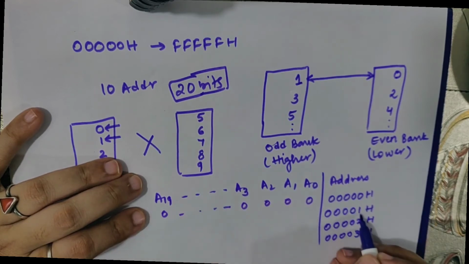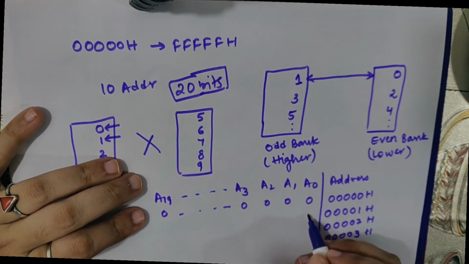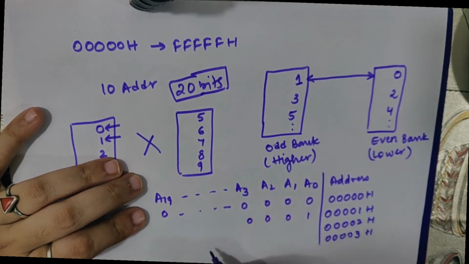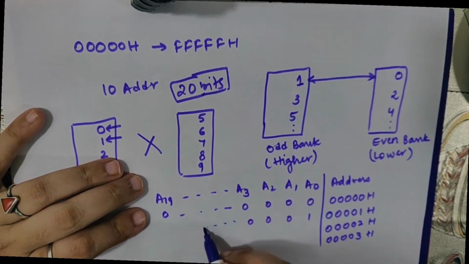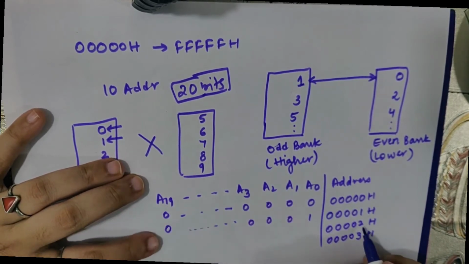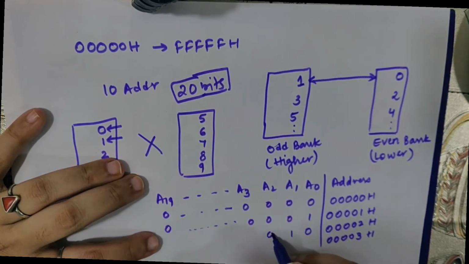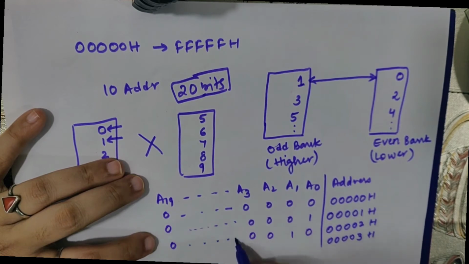If I write this in binary, for every digit I have to write 4-bit binary. So for this one I will write 0001, and for this 0 I will write 0000, and so on. Now for this 2 I will write it as this, and 3 I will write as this.